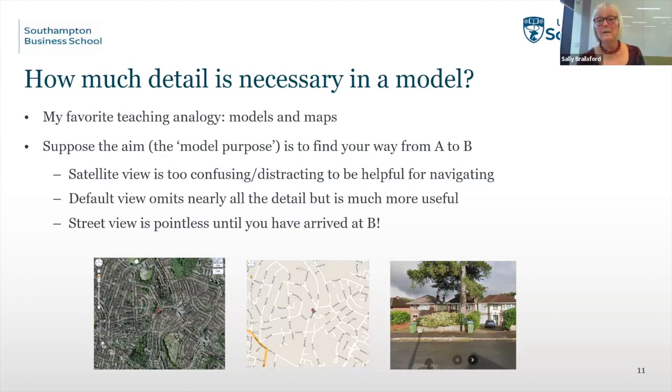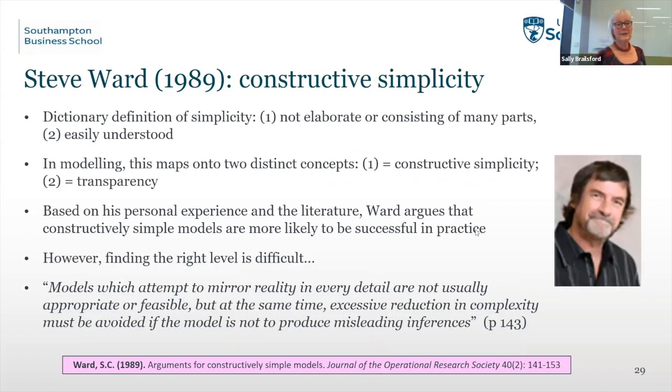Anyway, this is a question about how much detail you need in a model. This is another of my former colleagues, who also worked with one of my other former colleagues, Chris Chapman over there. But I think this is Steve's. I know you did a lot of work with Steve, didn't you, Chris, on this topic? This was his JAWS paper about constructive simplicity, which I think is a really useful idea: that simplicity has two aspects. First of all, that it doesn't consist of many parts, which is quite straightforward. And secondly, that it's easily understood.